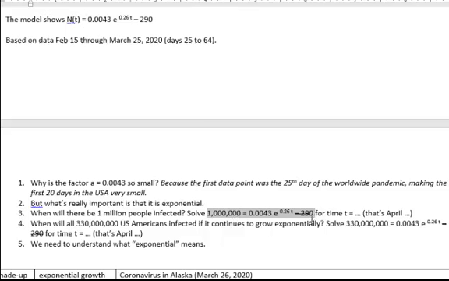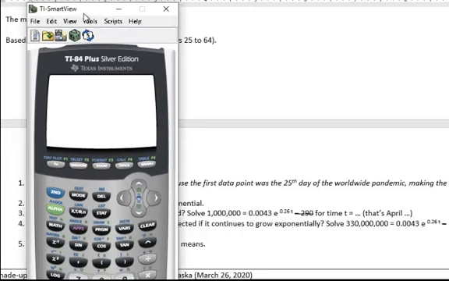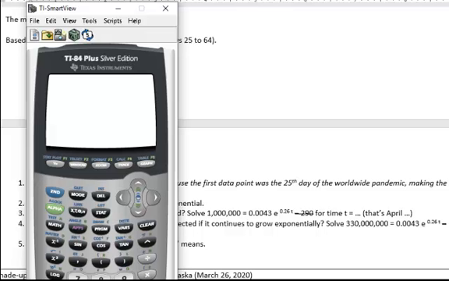So I solve for time, which means I'm going to divide. I'm going to put the calculator here. So I'm going to divide 1 million, 1 times 10 to the 6th. This E here is not our E. This is an engineering E, meaning the number of zeros afterwards or decimals. So 1 times 10 to the 6th is what that means. Divide by the factor in the front, 0.0043. I come up with a really big number.